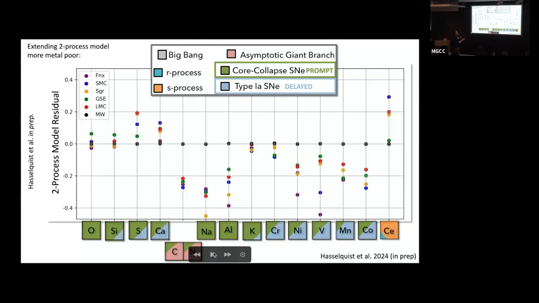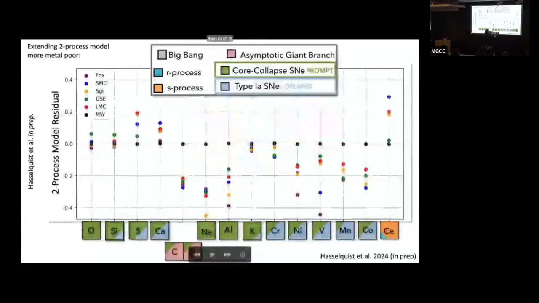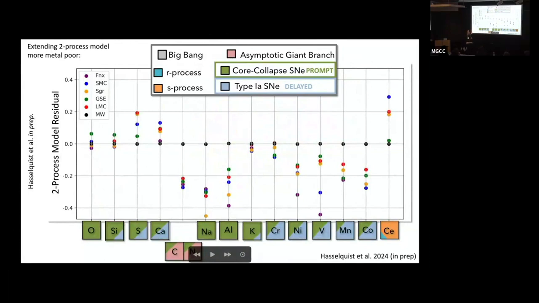And again, this is pretty much identical to what Tawny found, which is that for carbon plus nitrogen, sodium and aluminum, you have this very big difference. And over here, we have some differences, but there's a lot of scatter here because these elements are less well measured. And again, the cerium is very high. So extending to metal-poor, using a lot more stars, we get the same basic results. And you start to see a few little things pop up as well.